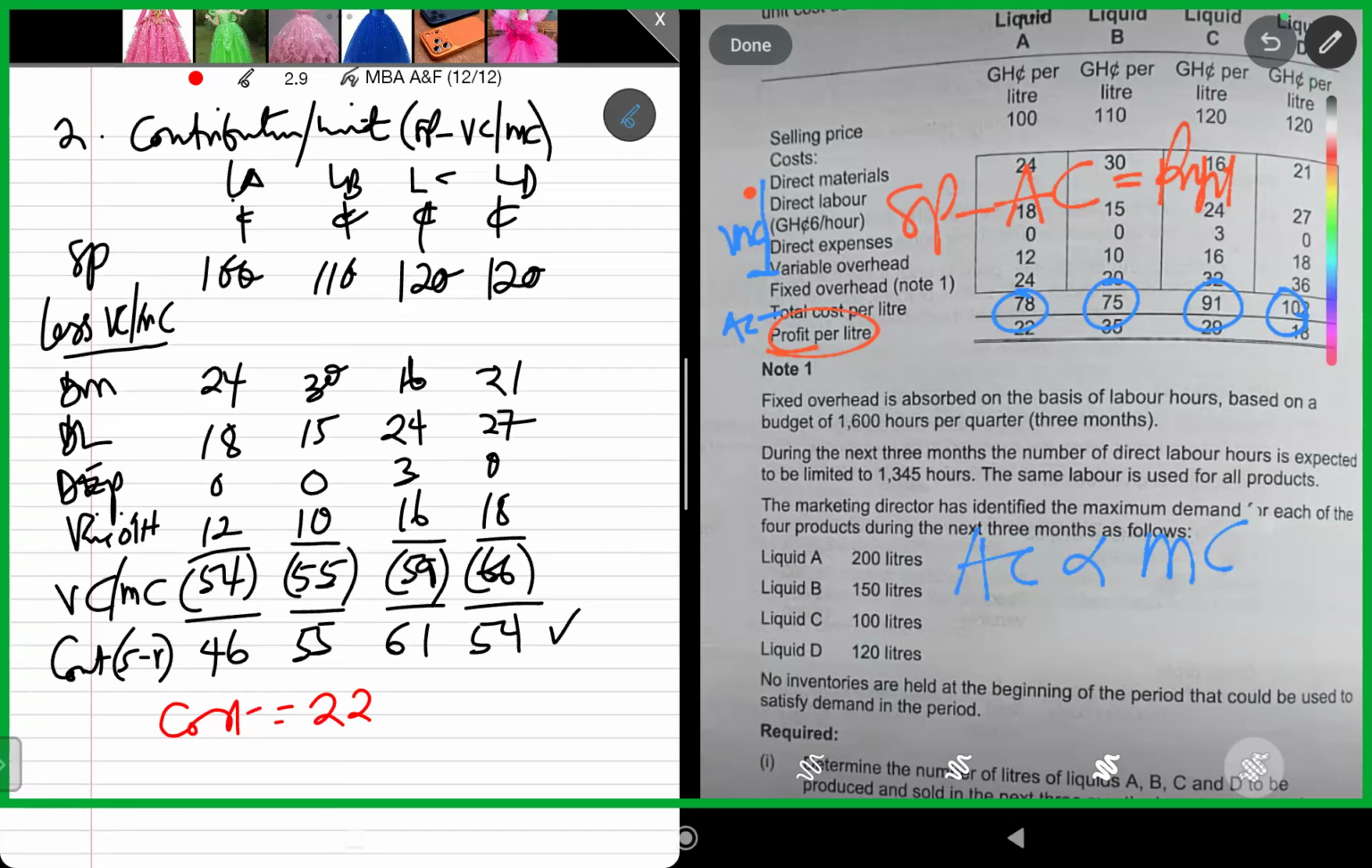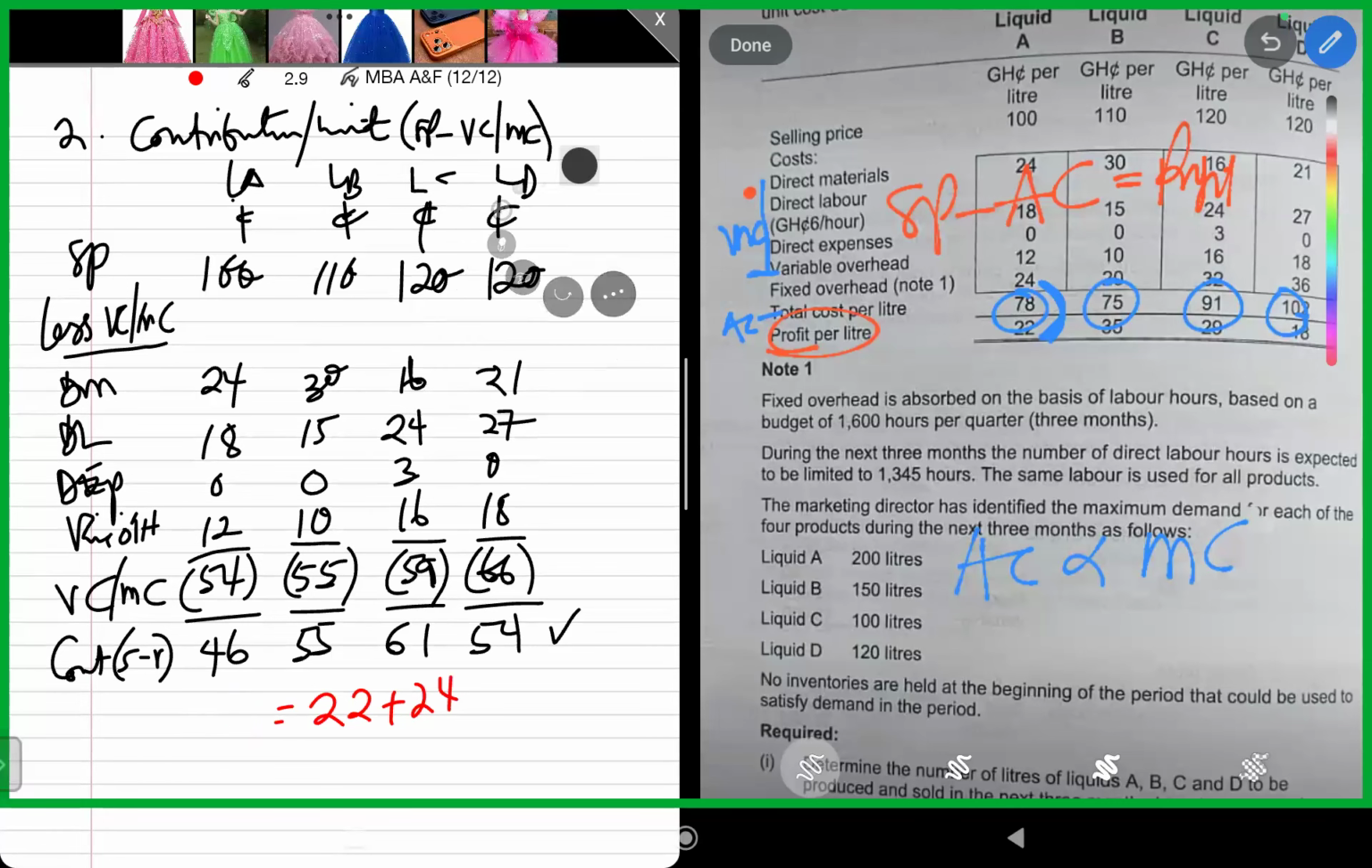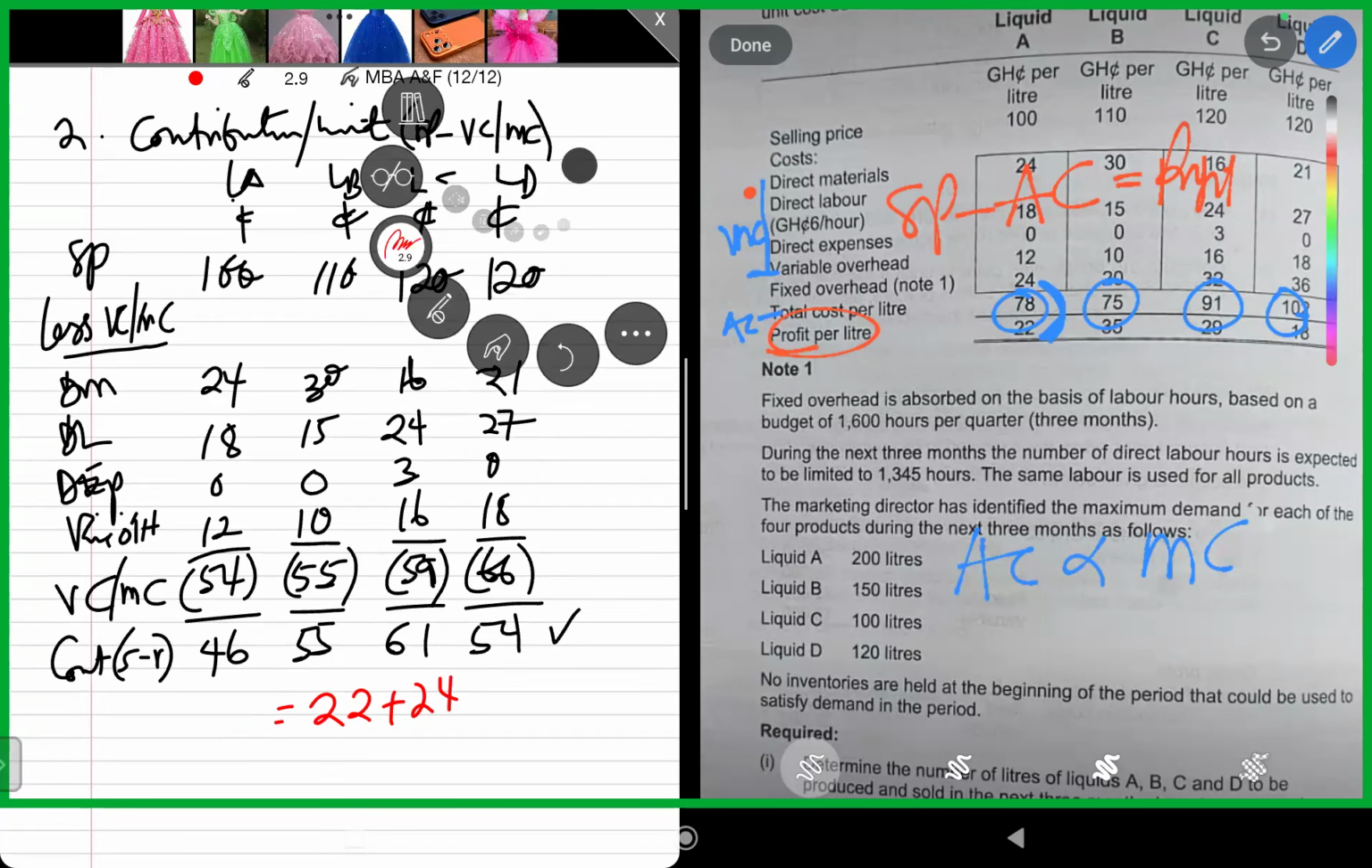And they took everything from the selling price. So now, if our profit per liter is 22, we are going back. What we can also do is add back the fixed cost to the profit to give us the contribution. So 22 plus 24, right? Because the only difference is that they took out 24 from it. So the profit is 22.